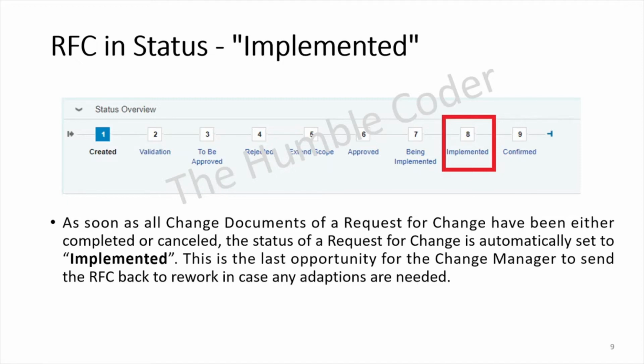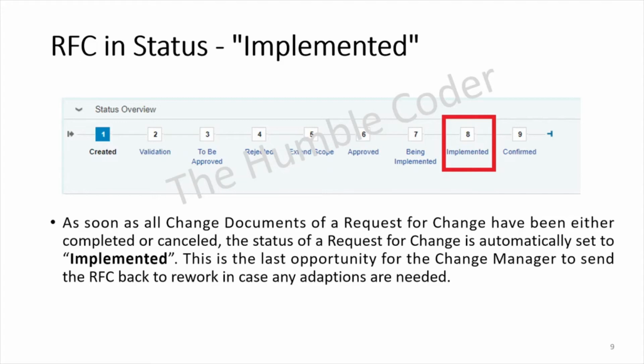So this is the last opportunity for the change manager to send the RFC back to rework in case any adaptations are needed. So being implemented is the last opportunity. Until then, status can be set back to any other status previously, but once the status is implemented, after that it will get confirmed, and once it is confirmed, we can no longer move back to any other previous status.